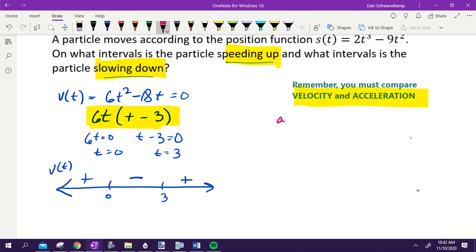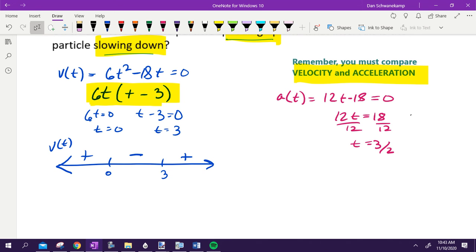The next thing I've got to do is find acceleration. So Jalen, what's my acceleration going to be? Good. 12t minus 18. We take that, set it equal to 0. So 12t equals a positive 18, divided by 12. T is 3 halves. I'm going to put that on a sign chart, but specifically because I'm comparing velocity and acceleration, I'm going to put it right here and throw 3 halves where it would fall in relationship to the other one, because I think it'll better help us understand what's going on.